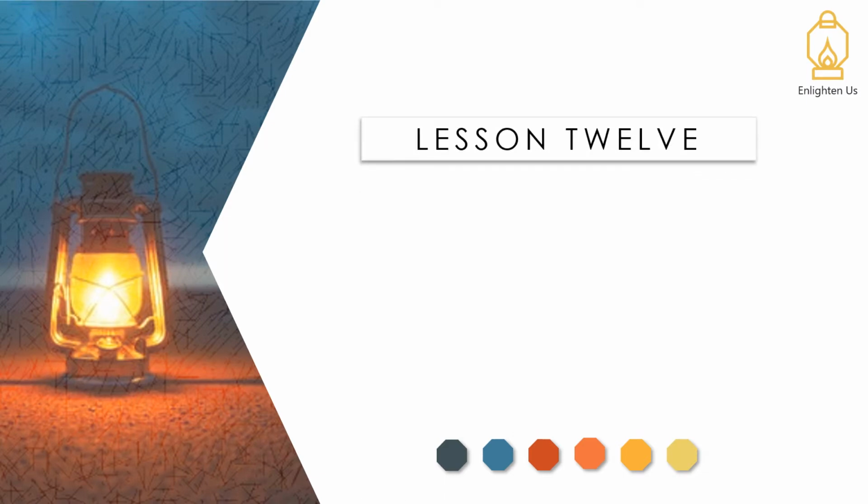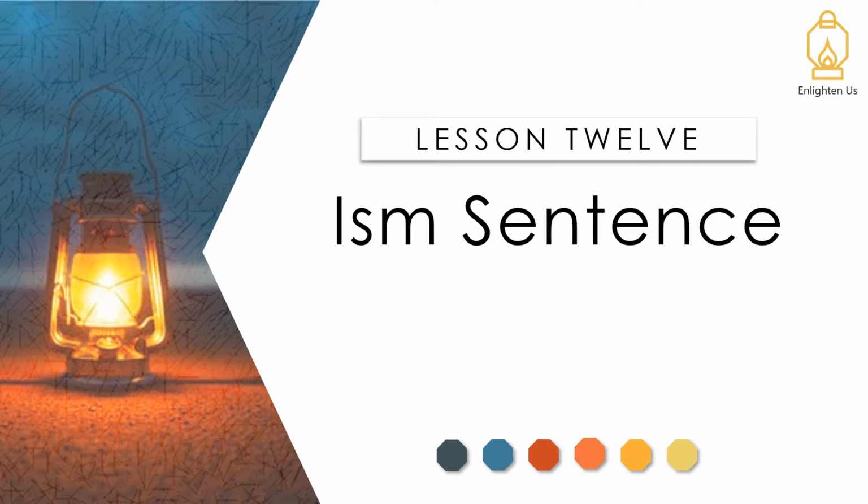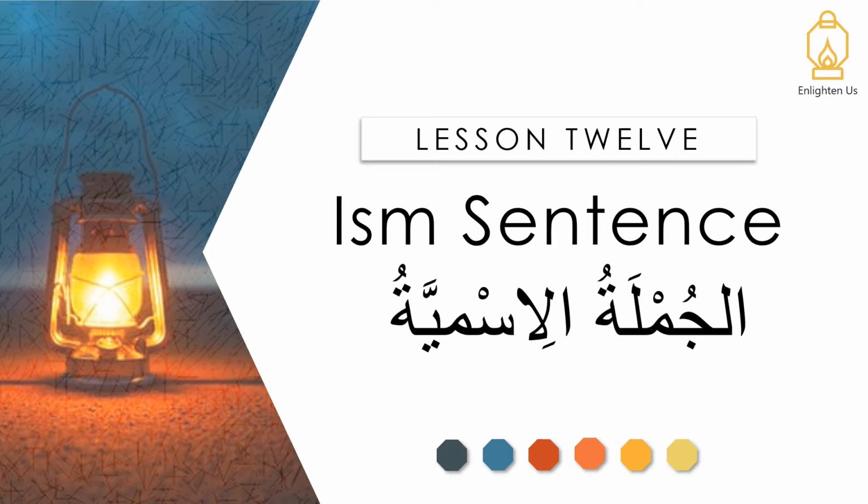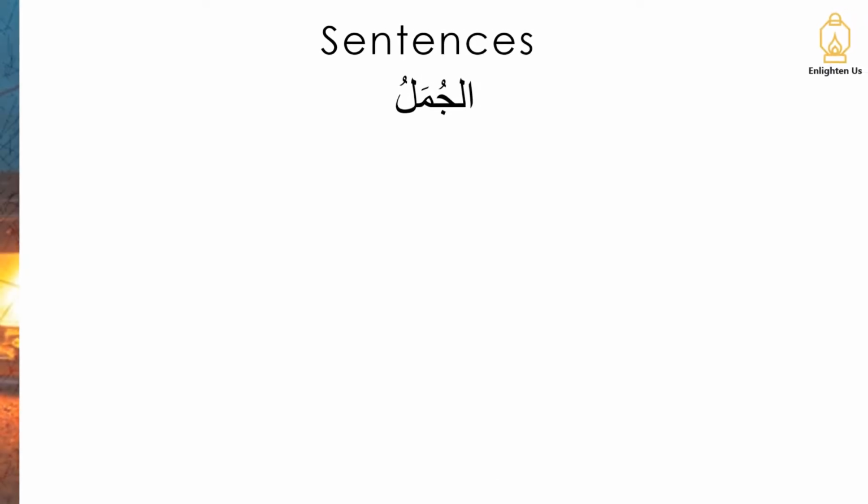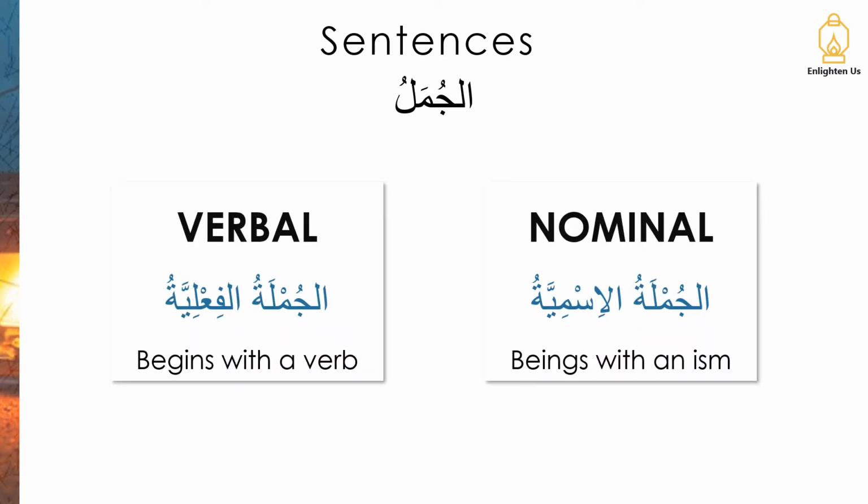You are joining us for lesson 12 and today we are looking at the ism sentence الجملة الاسمية. Now in Arabic, when we're talking about sentences, الجمل, we are talking about two types. We are talking about the verbal and the nominal.